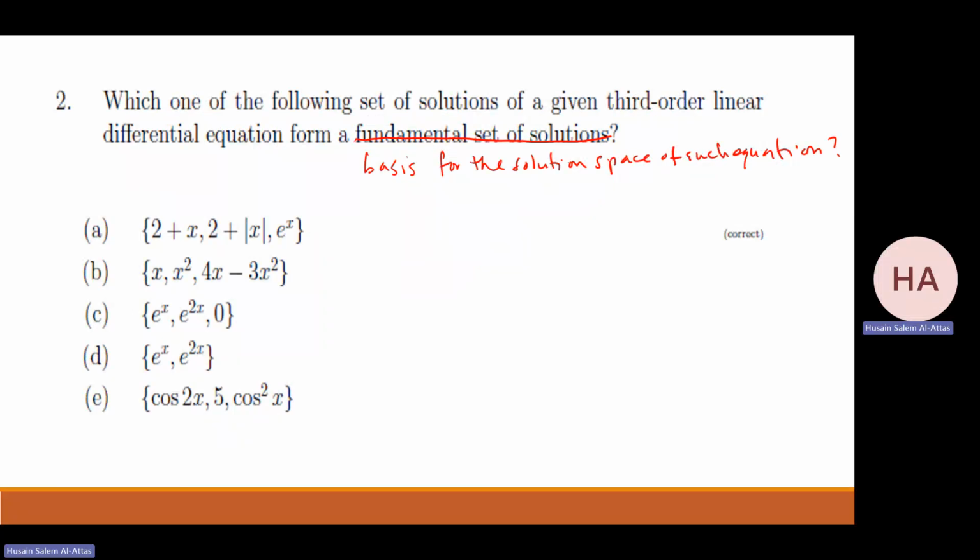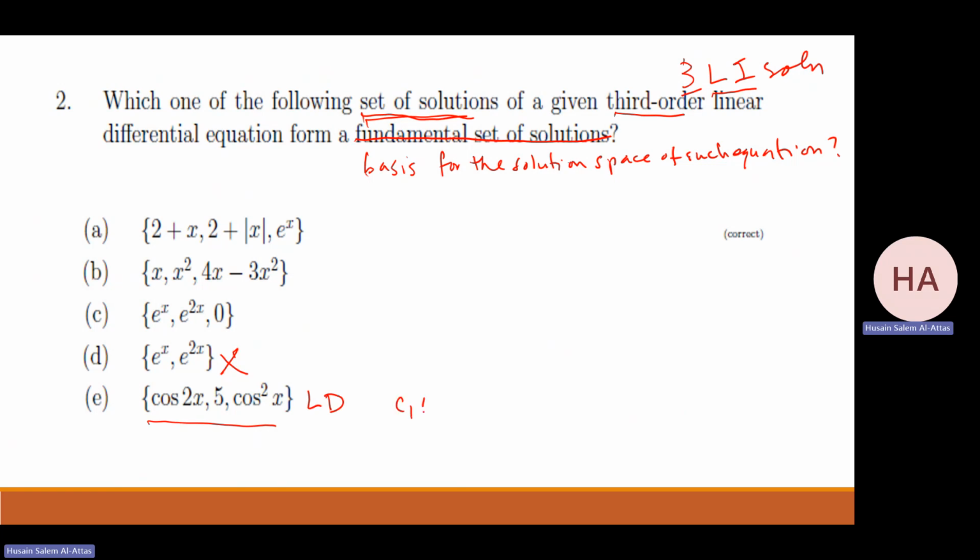He said, which of the following sets of functions of a given third order form a basis for the solution space. So to be a basis, I need three linearly independent solutions. So I want them to be solutions. He said set of solutions. I want them to be linearly independent, and I have three of them since I have third order. So these two are cancelled. This cannot be, because it's linearly dependent.